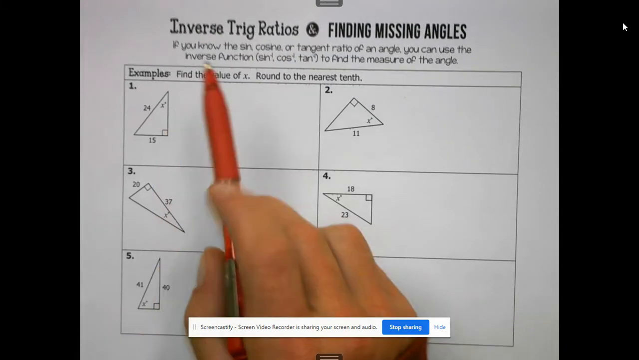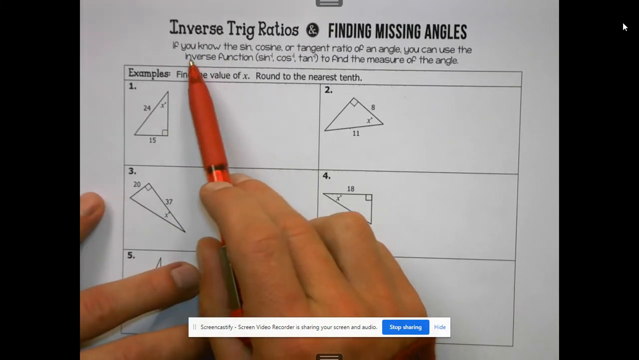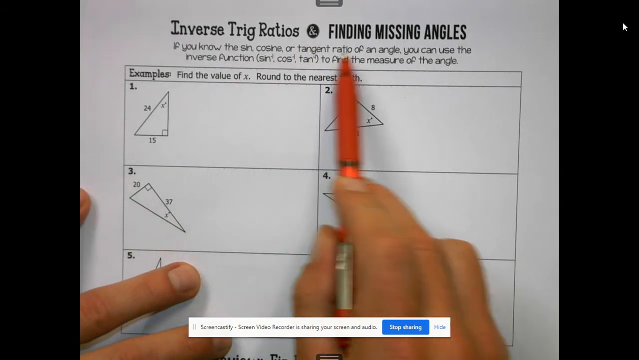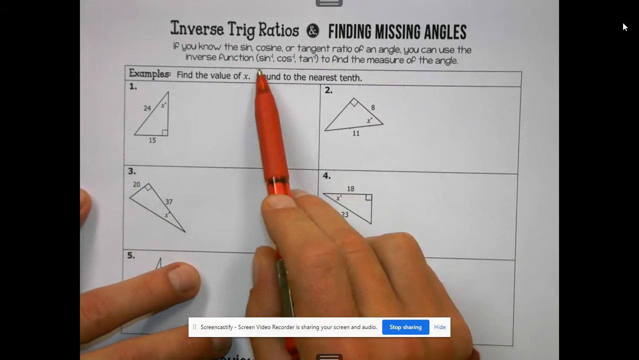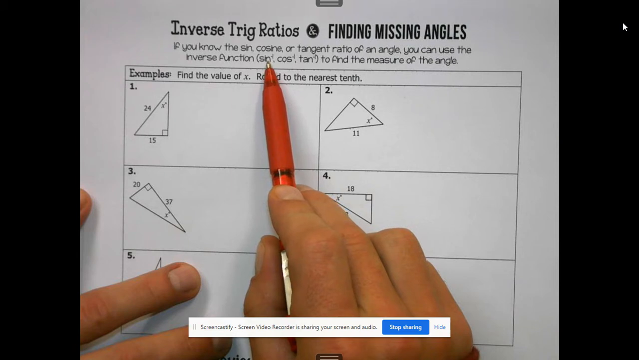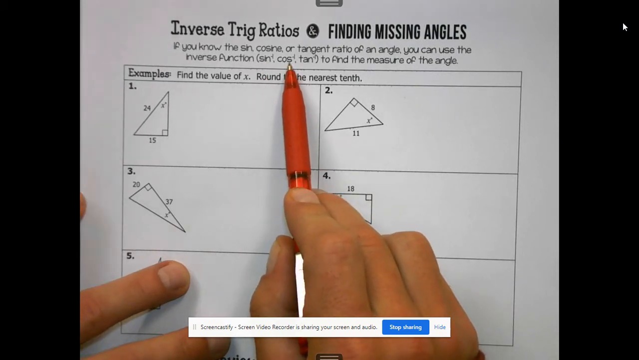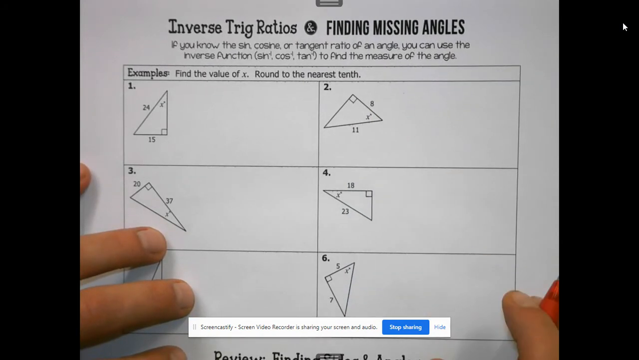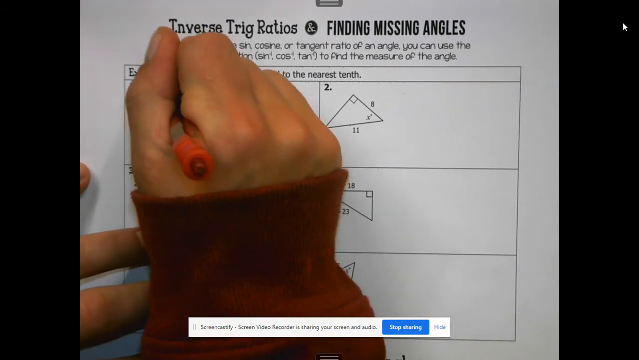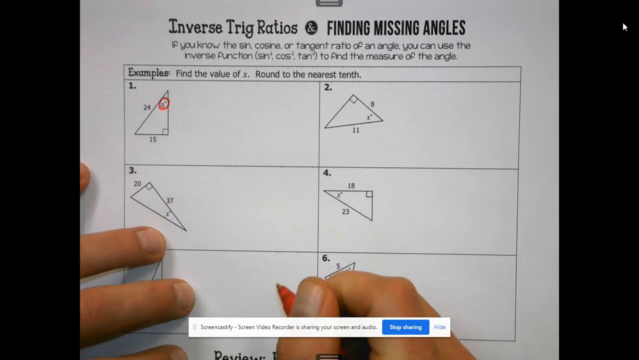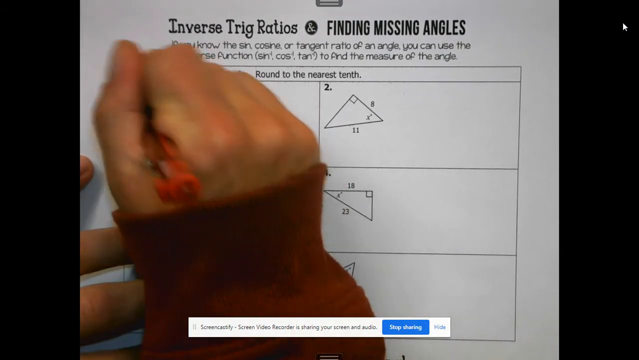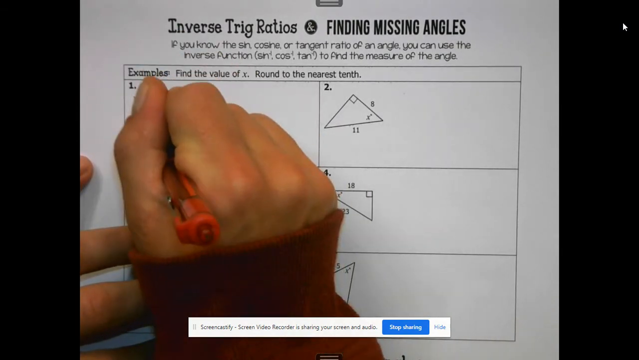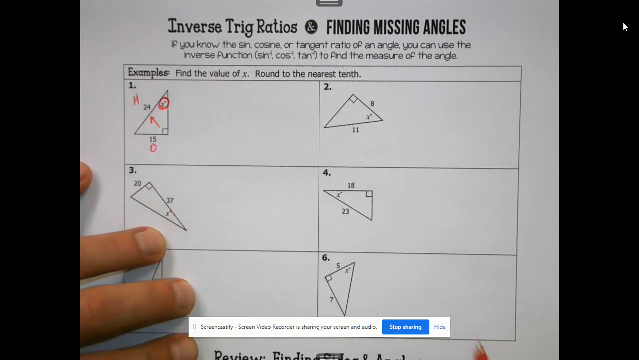All right, it says if you know the sine, cosine, or tangent ratio of an angle, you can use the inverse function. This is read as inverse sine, this is read as inverse cosine, inverse tangent, to find the measure of the angle. So just like finding a missing side, same steps, guys. Circle the angle we're working from. Label the pieces. Across from 90 is your hypotenuse. The leg across the triangle is opposite. You have the O and the H to work with.